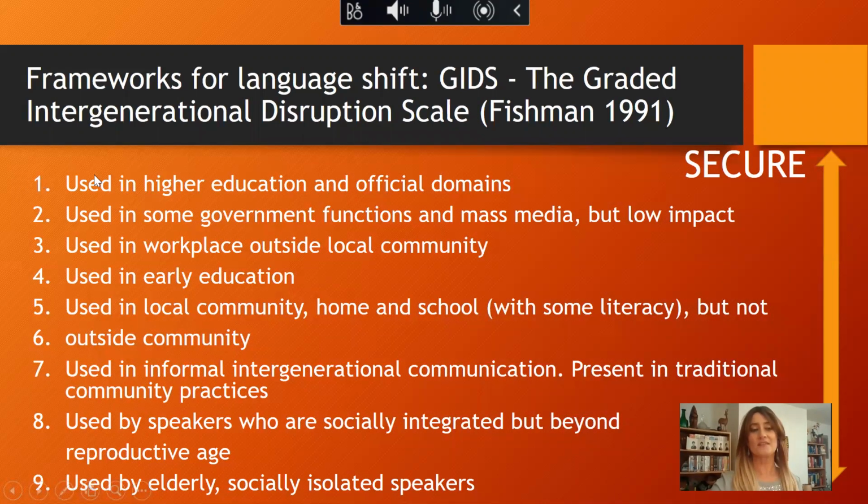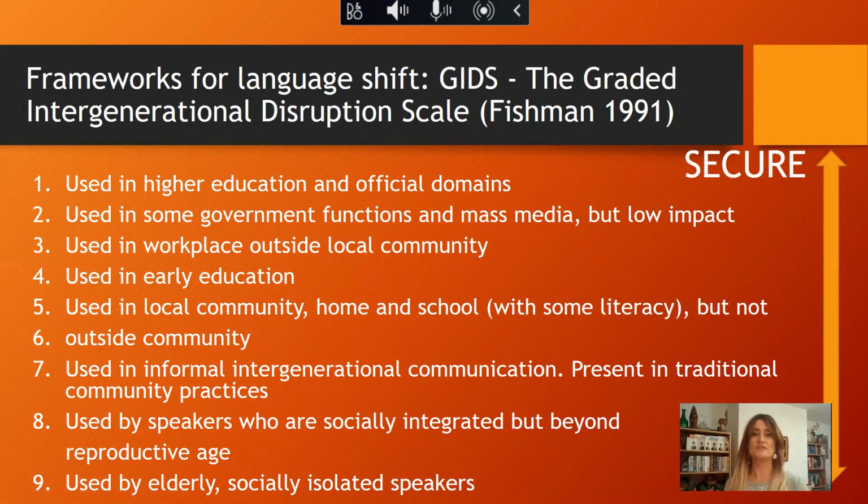So at the beginning, at the top of the scale, if a language is used in higher education and official domains or government functions and mass media, it's secure, okay? If conversely, we go down the scale, if it's used only by elderly, socially isolated speakers, it's at risk, we can assume, all right?